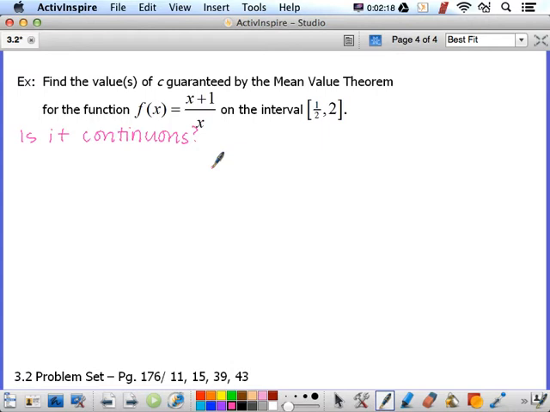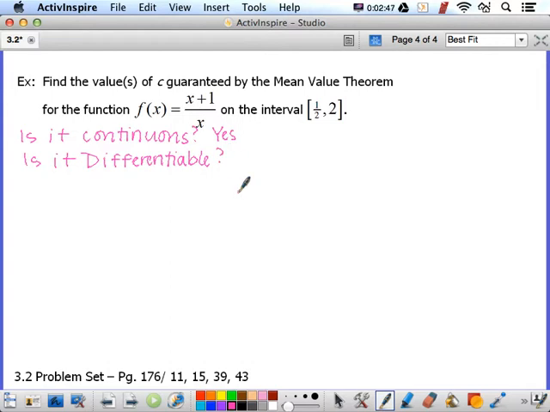Where's the only spot that function is going to be discontinuous? At 0, where the denominator is 0 there. Do y'all understand that? That's how you look for discontinuities. So it's only discontinuous at 0, and 0 is not in our interval. So we're okay with continuity from 1/2 to 2. Do we believe it's differentiable? Yeah. I couldn't say for sure until I looked at the derivative, but we're about to take it anyway. So we'll hold off on that.